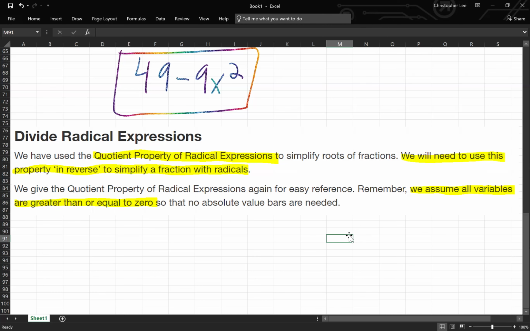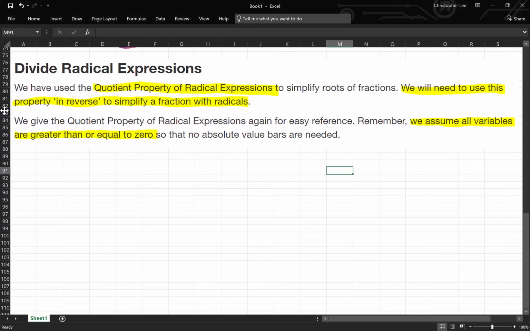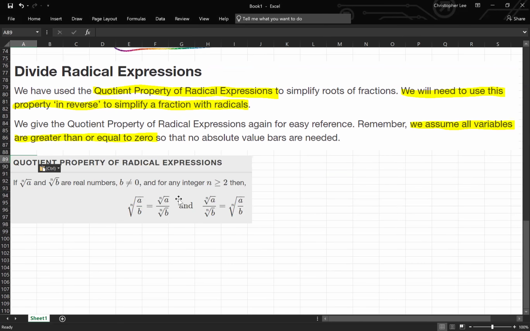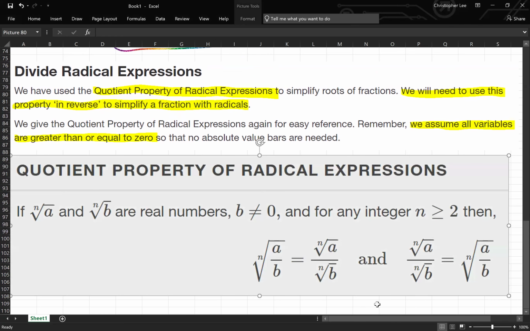So we give the quotient property of radical expressions again for easy reference. Remember, we assume all variables are greater than or equal to 0 so that no absolute value bars are needed. All right. Let me give you guys the formula. There you go. This is the quotient property of radical expressions.